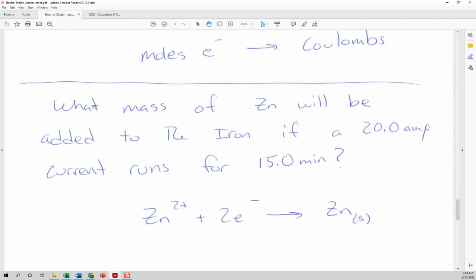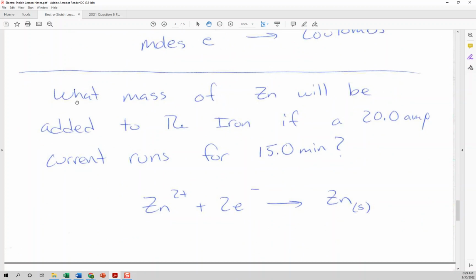So let's actually try to do a calculation here. So it says, what mass of zinc will be added to iron if 20 amp current runs for 15 minutes? And we got to remind ourselves that zinc is a 2+ ion. So our source of solid zinc is coming from zinc 2+, and we know it takes 2 moles of electrons to get 1 mole of zinc.